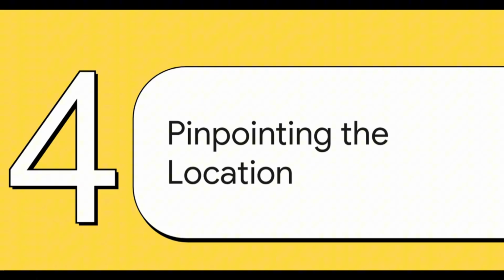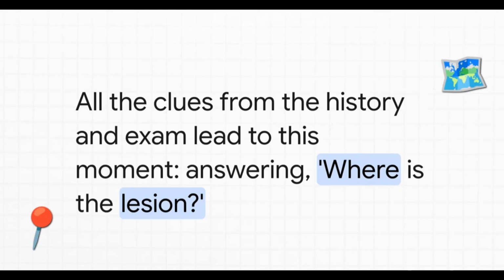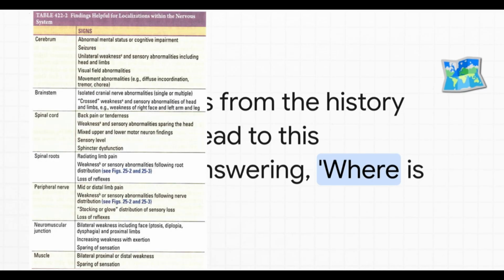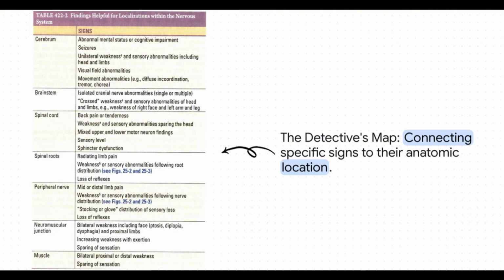All right, let's get to the really cool part. This is where we take all the information we've gathered, the story from the history, the hard evidence from the exam, and we take it all back to the office. It's time to pull out our map of the nervous system and pinpoint the exact location of the problem. You see, all that work, all that detailed history taking, and the careful, meticulous exam, it has all been leading up to this single moment. The whole goal is to put all those clues together to confidently answer that first absolutely critical question: where is the lesion?